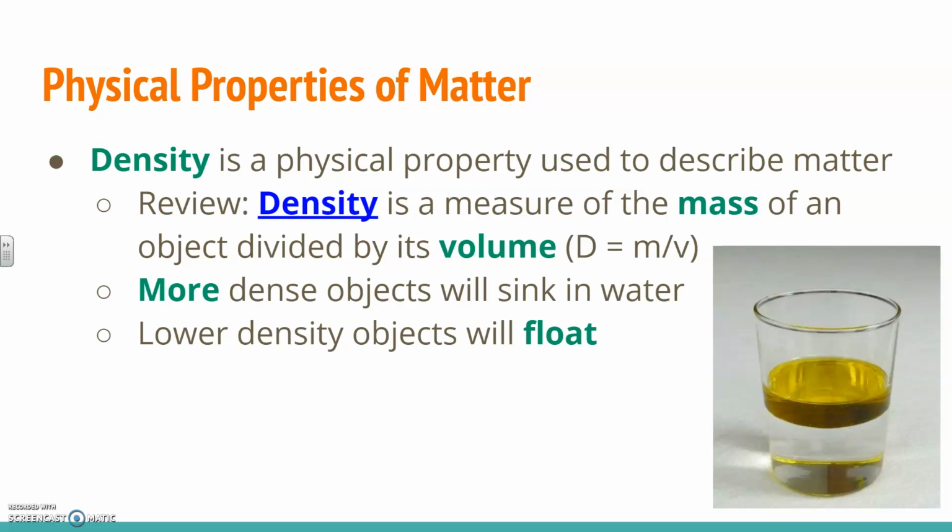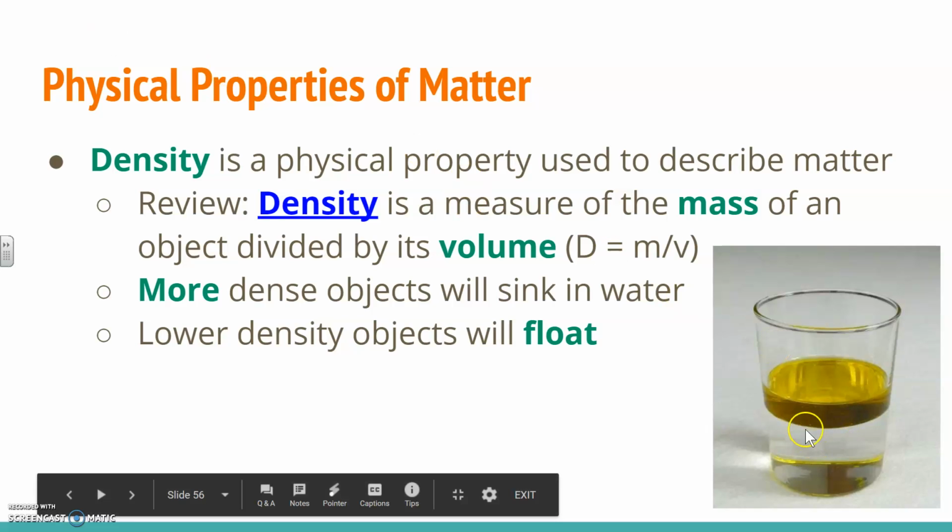Here in this cup, what we have is some water down here on the bottom, and then we have oil on top. Water has a density of 1 gram per milliliter. Oil has a density of 0.9 grams per milliliter. So that means that it is less dense. So right here, lower density objects will float. So the oil actually floats on top of the water.